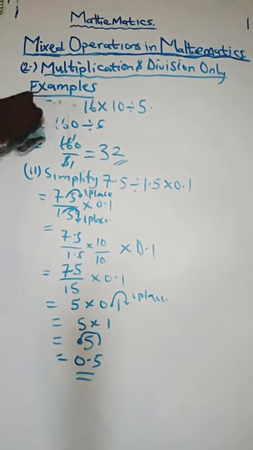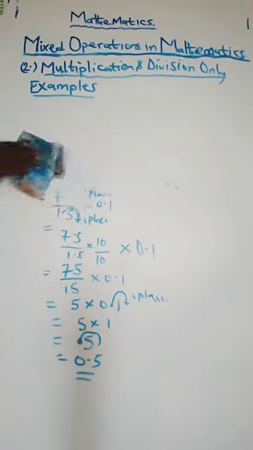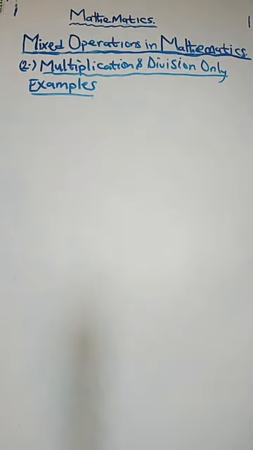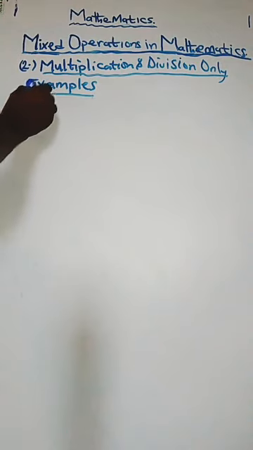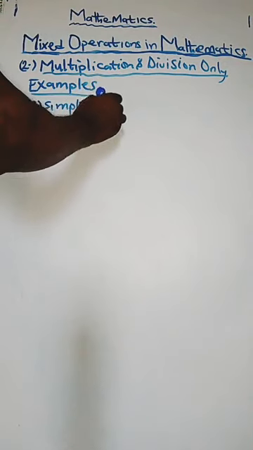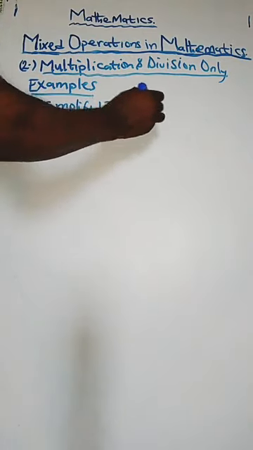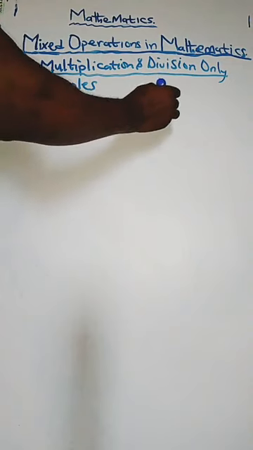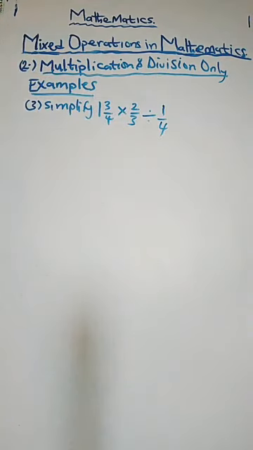Let's look at another example under this that involves fractions. Let's say you have a question that says simplify 1 whole number 3 over 4 times 2 over 3 divided by 1 over 4. Now, if you look at this question, we only have multiplication and division operations. Then you solve from left to right.